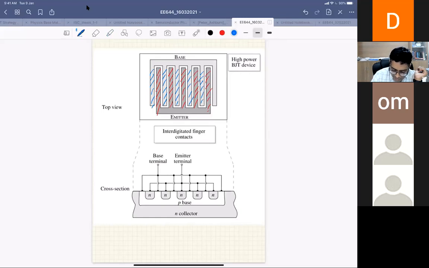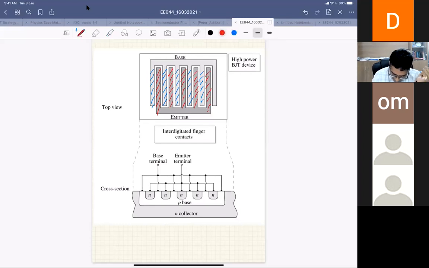What I have done is divide my bigger emitter, because if you want to handle high current you need a higher emitter area. But the moment you have a higher emitter area, you will have the emitter crowding effect. So we divide this higher emitter area into smaller areas. Then you have a multi-finger kind of connection where emitter and base are very close to each other. Since the area of each emitter has reduced, current crowding will reduce. So we have this kind of structure.